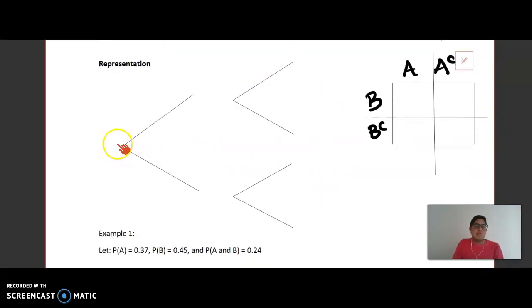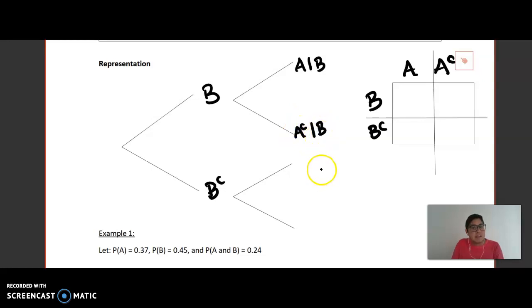So here's your starting point. Let's say the first event occurs, and we'll start here with event B. Either event B happens or B does not happen, right? Because of the complement rule. So it either does or does not happen. That's the first step in our tree. And then the next thing to happen is A given B. So this is that A occurs given that B has already occurred first, or by the complement rule, A does not occur given that B has already occurred.